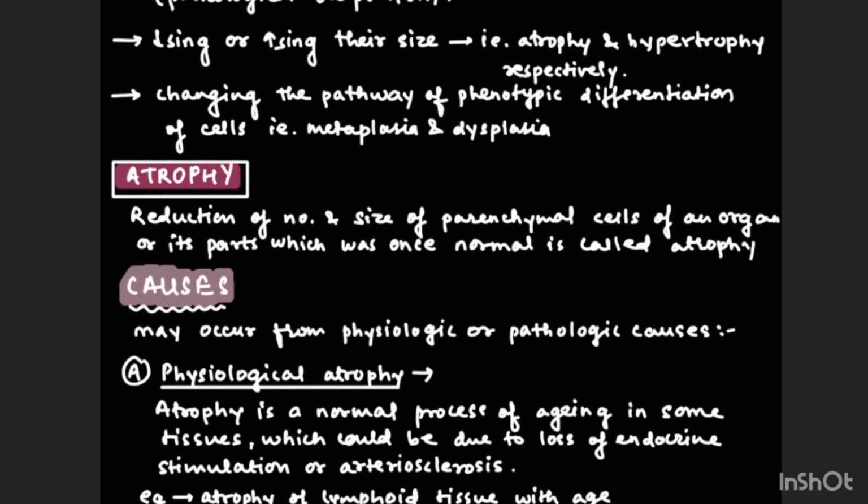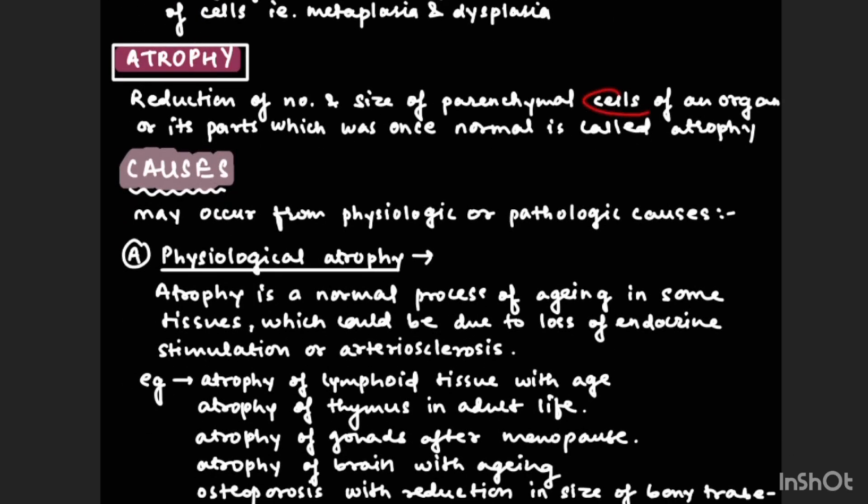So in this video, we are going to discuss atrophy. The reduction in the number of cells or the size of the cell of an organ or its part, which was once normal, is known as atrophy. So if this was the size of the heart and now it has become like this due to a decrease in the cell number as well as size of the organ, this is known as atrophy. There are various causes which cause atrophy. It may occur due to physiological or pathological causes.